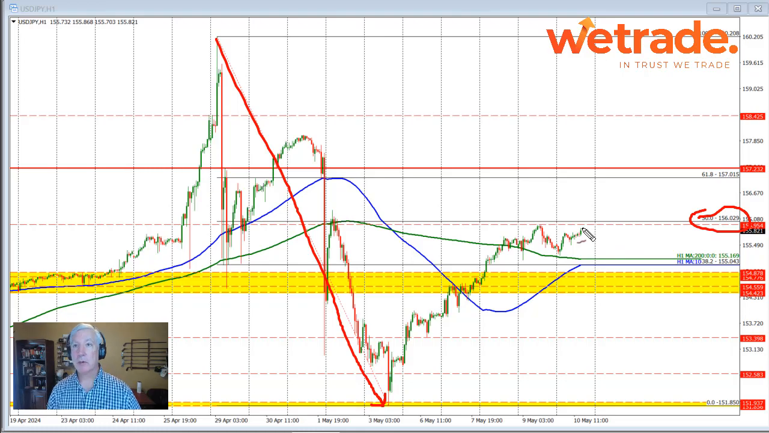On the top side, we're currently trading at 155.82. So be aware of that area up through here as a key resistance for the dollar versus yen. Similar to yesterday, the 200 and 100-hour moving averages are levels that we need to get to and through on the downside to increase the bearish bias.